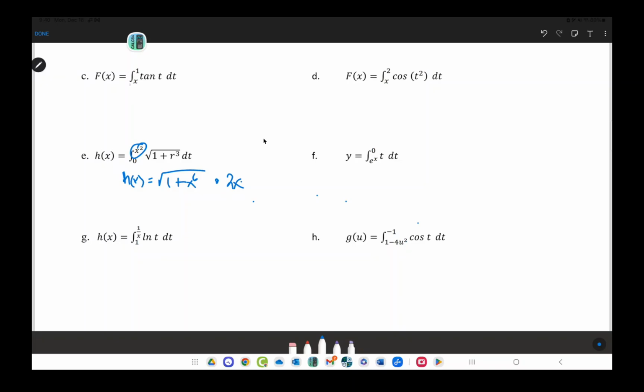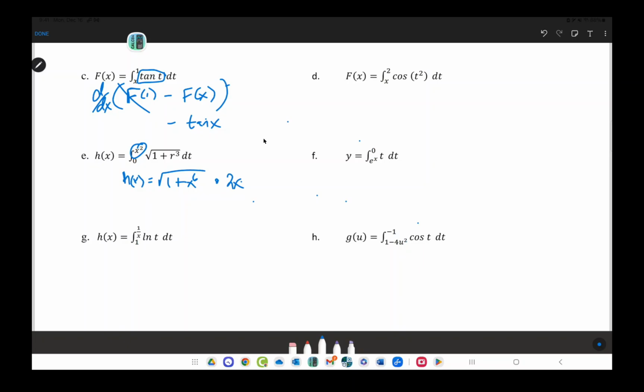So what you're doing is you're taking, in this case, capital F of 1 minus capital F of x, and you're doing the derivative of this, d dx. So that would just give you, this would go away, because the derivative of a constant is 0, minus tangent x, because the derivative of the integral would just give you the original function, wouldn't it? So yeah, that's it for letter C.